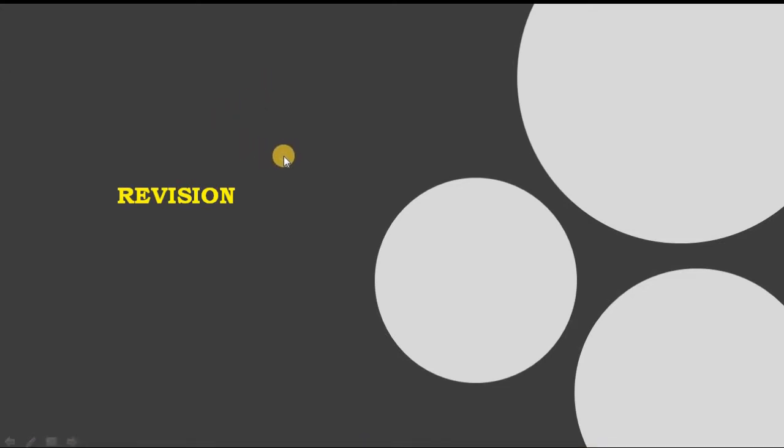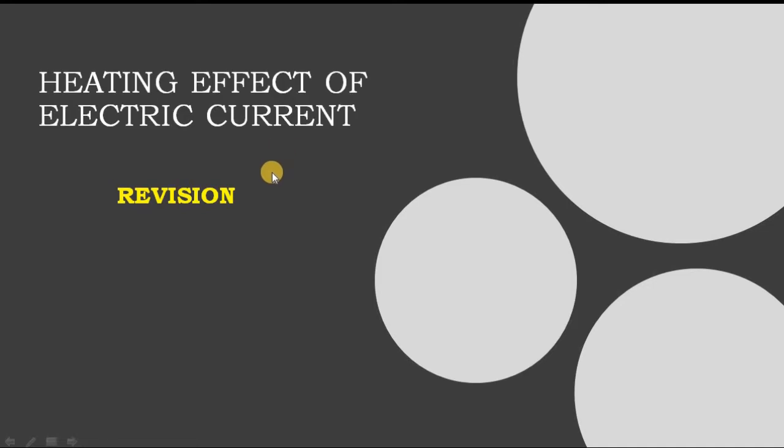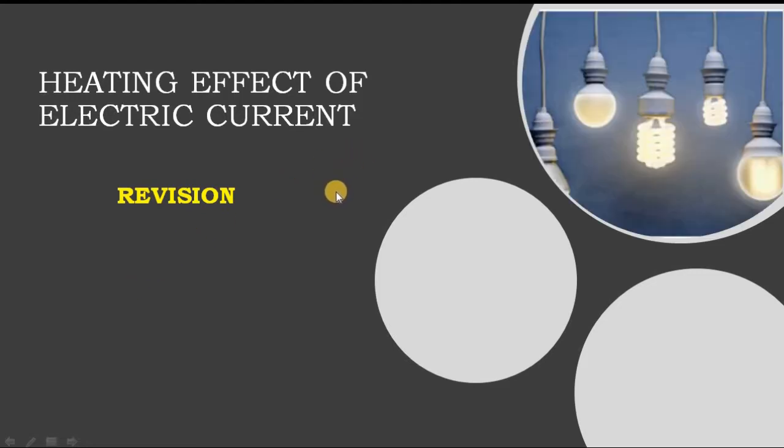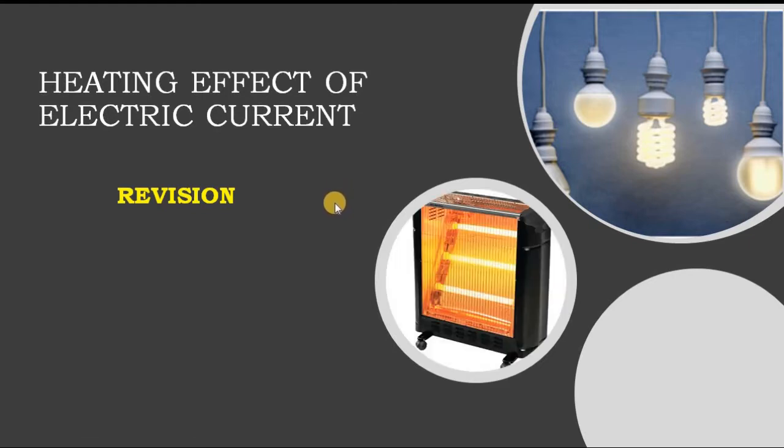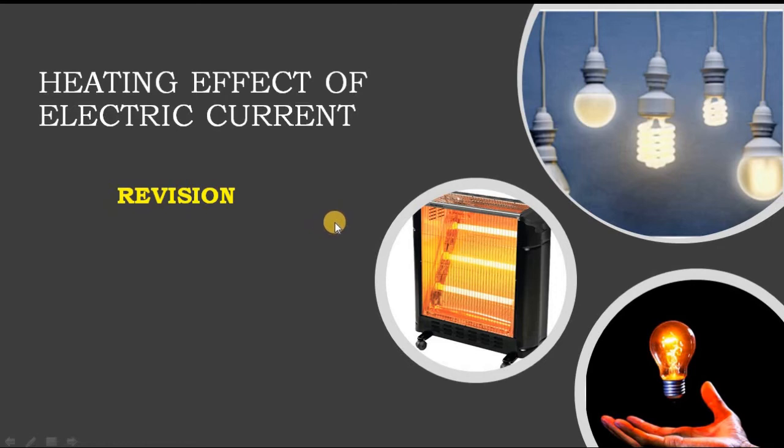So the topic is heating effect of electric current. What is this heating effect? When we talk about heating effect, some of the things come in our mind, like these CFLs, these bulbs, and the heater, and again there is a bulb, but several other things like the geyser, electric iron, electric kettle. These all appliances are based on heating effect of electric current.